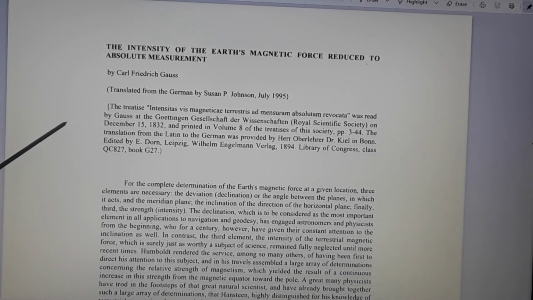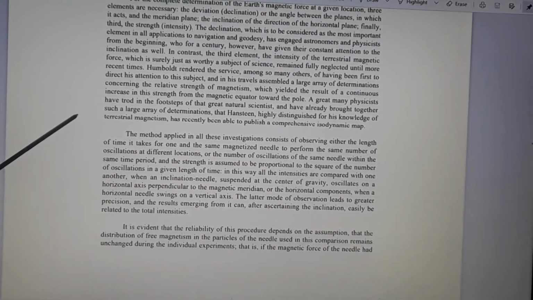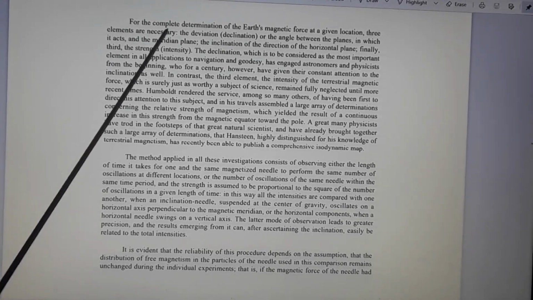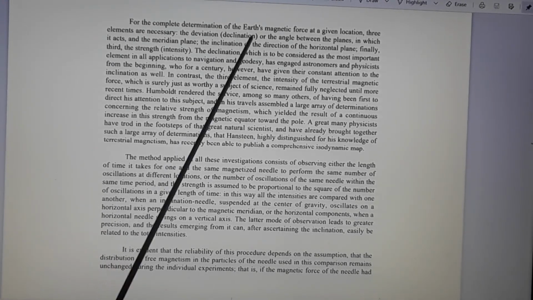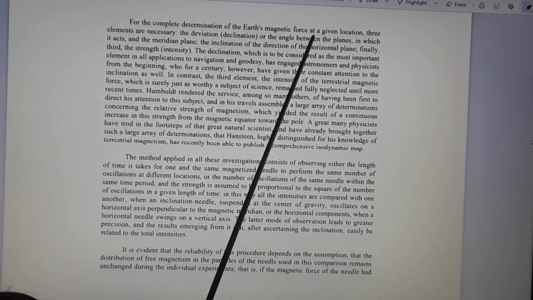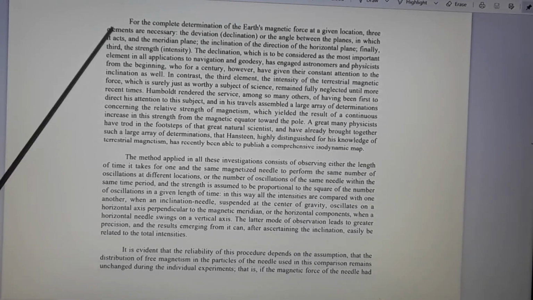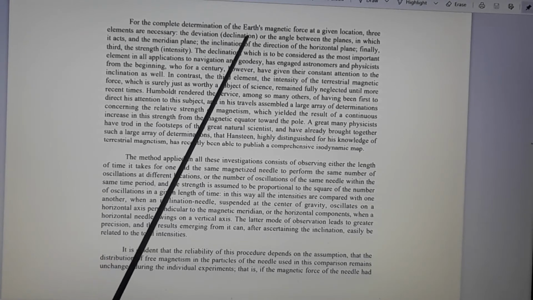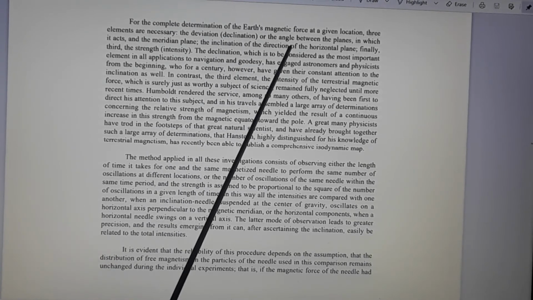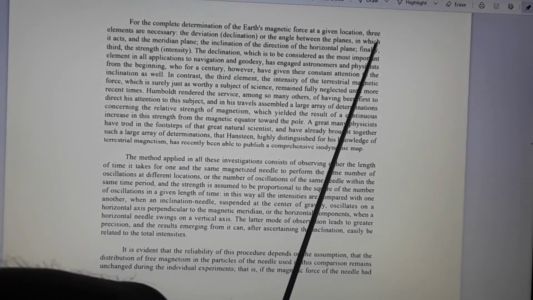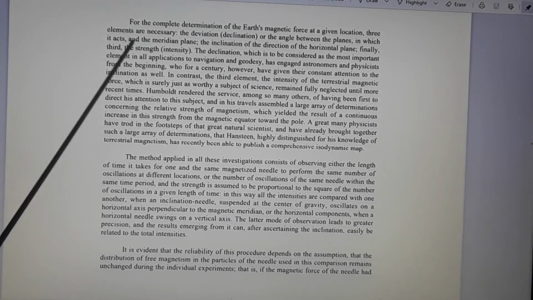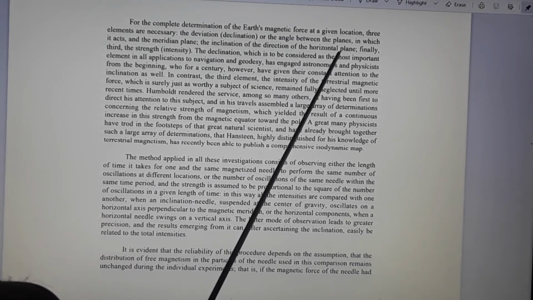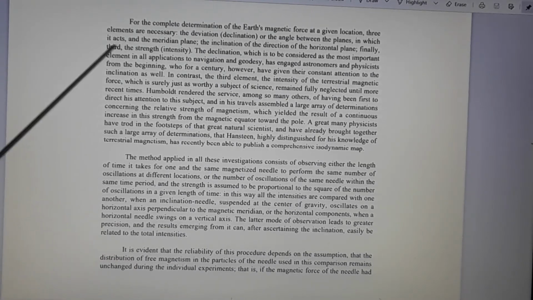I haven't even gotten into the article yet. So it says, for the complete determination of the Earth's magnetic force at a given location, 3 elements are necessary: the deviation or declination, or the angle between the plane in which it acts and the meridian plane, the inclination to the horizontal plane. Finally, third, the strength or intensity.